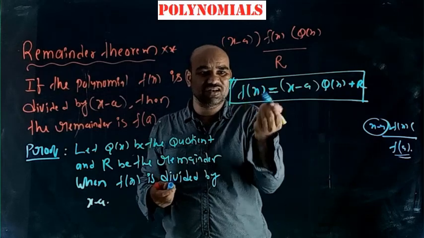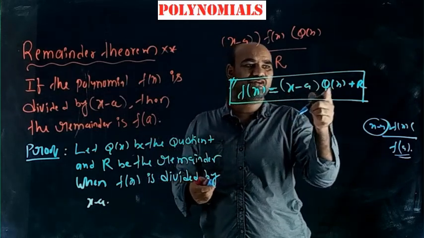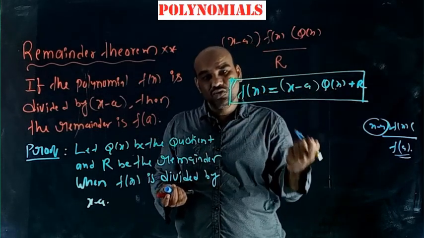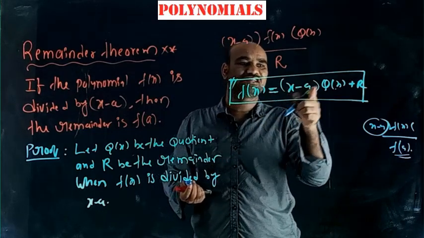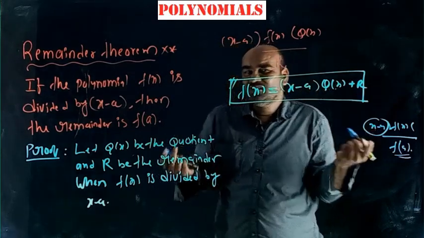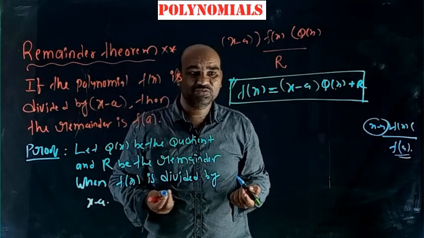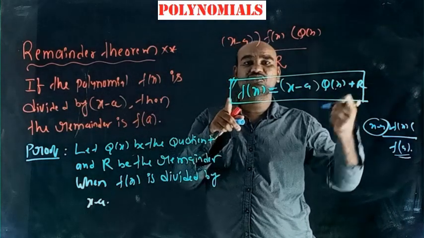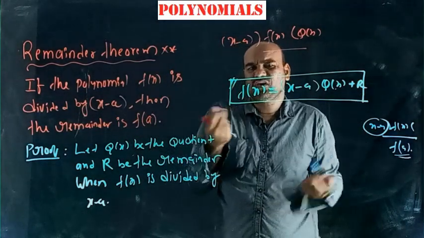Instead of x, you can write 1. F of 1 equal to 1 minus a into q of 1 plus r. Instead of x, you can write root 2. F of root 2 equal to root 2 minus a into q of root 2 plus r. Anything you can take x. Especially this result is also true for x equal to a. It is true for all x, no?